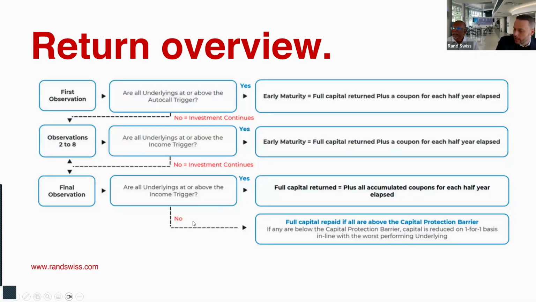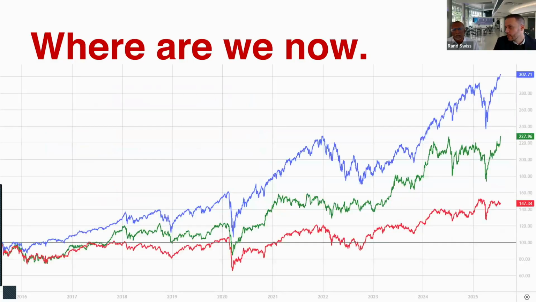But if it's below the capital protection, so if we're looking at a world in which the S&P 500, Nikkei or Euro Stocks collapses more than 35% over the next 5 years, that's where the potential downside risk is, and then it will trigger a 1-for-1 loss. So that's really where the risk on the note is. This is kind of where we are now. So this is the last 10 years worth of data on the 3 indices.